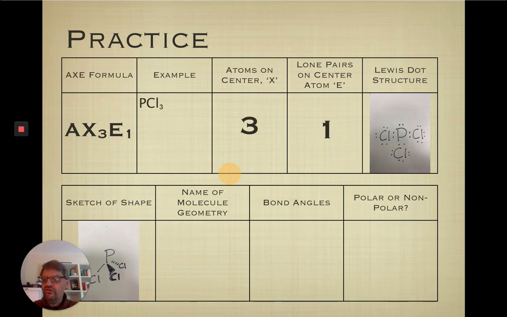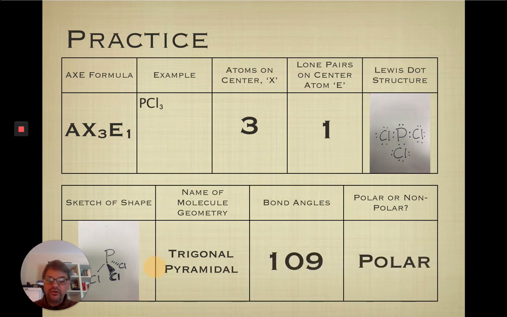Okay, what is it? Trigonal pyramidal. It's a 3-sided pyramid in 3 dimensions. Imagine the chlorines at the base of the pyramid, with the phosphorus being like the apex, the top of the pyramid. That's the shape. Okay, bond angles here, 109 degrees. Polarity, this one ends up being polar. And again, we'll get into those ins and outs next week. But this molecule would be polar.